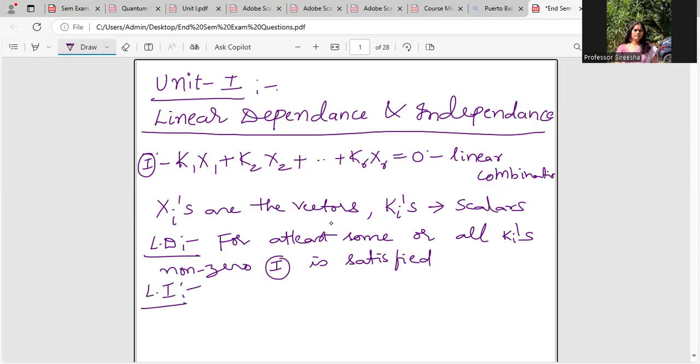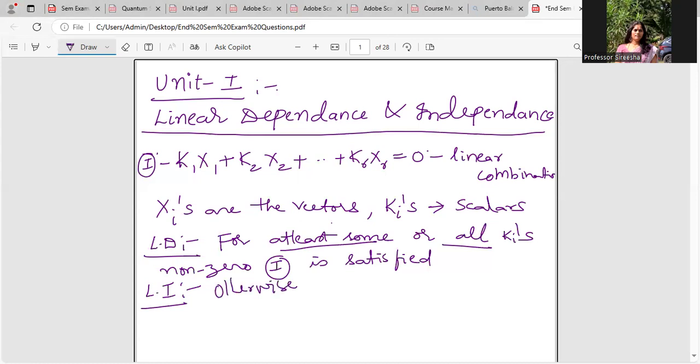Coming to linear independence, usually this comes as a 4-mark question. It's very easy to attempt because again, it's related to matrices, which is an important, interesting topic for students. So for at least some or all ki's being non-zero, if relation 1 is satisfied, then we'll say it is linear dependence. Otherwise, what?